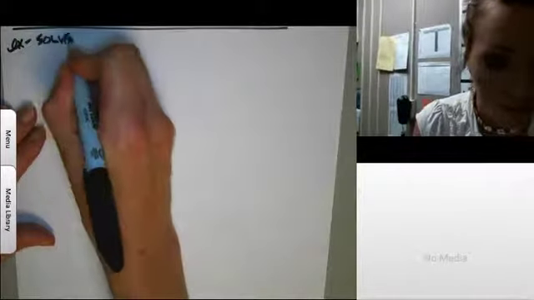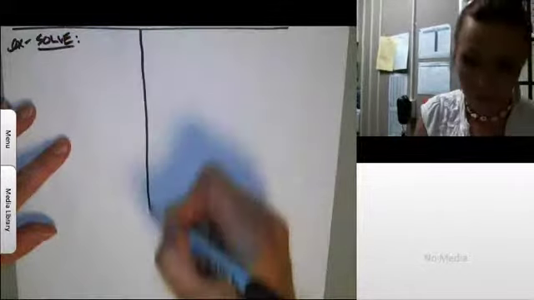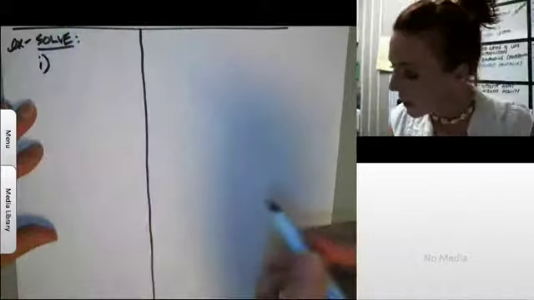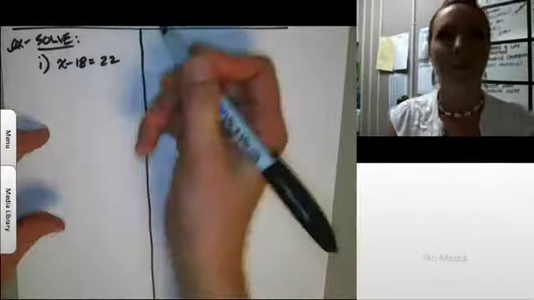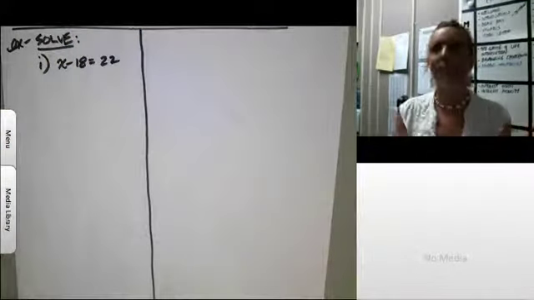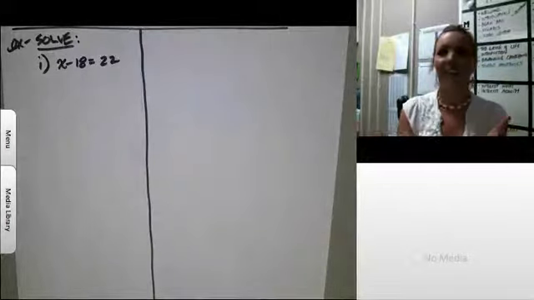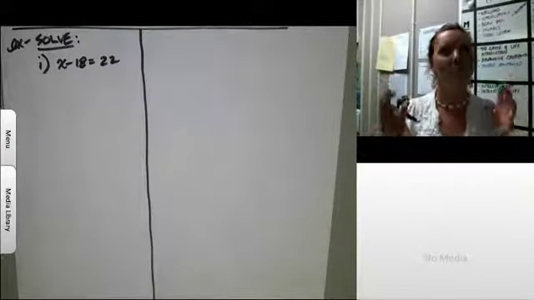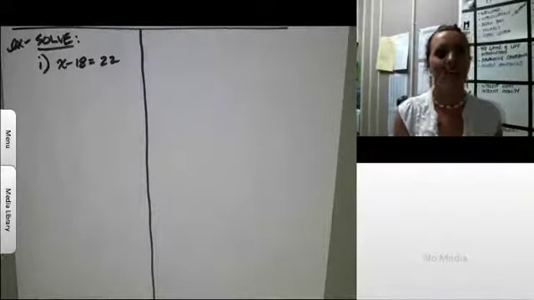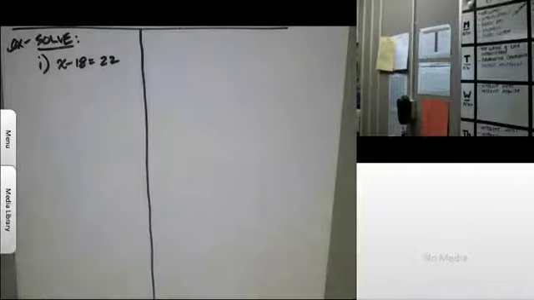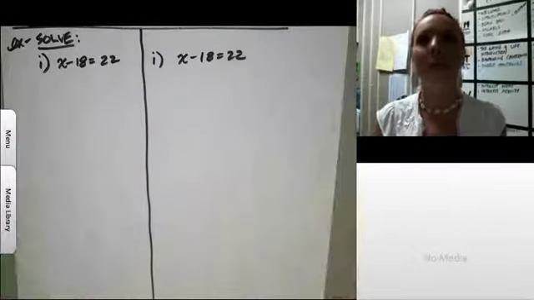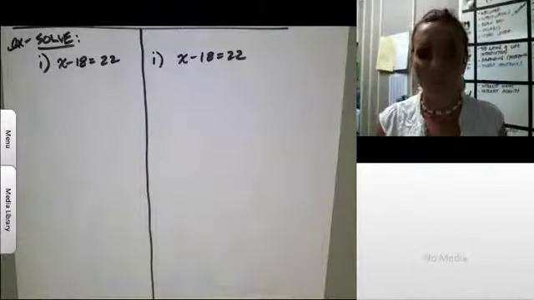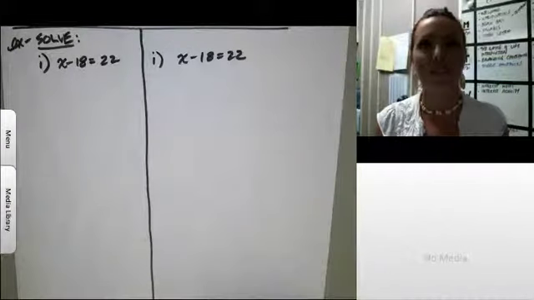Solve. The first one that we're going to solve is x minus 18 equals 22. For those of you who just tuned in, we are practicing yelling in the classroom today so that the mic can pick up the questions. So, can somebody tell me how we would go about solving x minus 18 equals 22 for x?